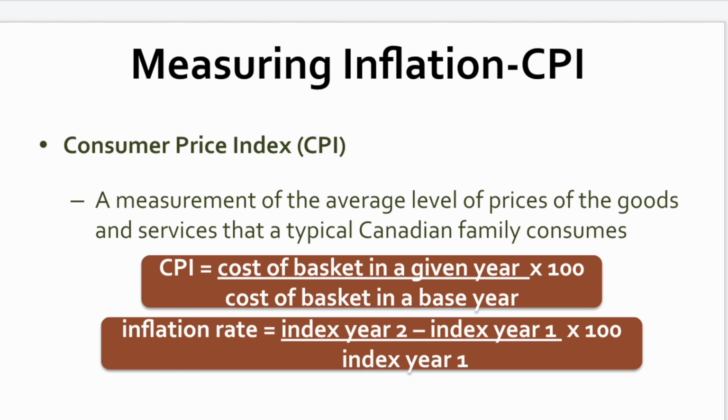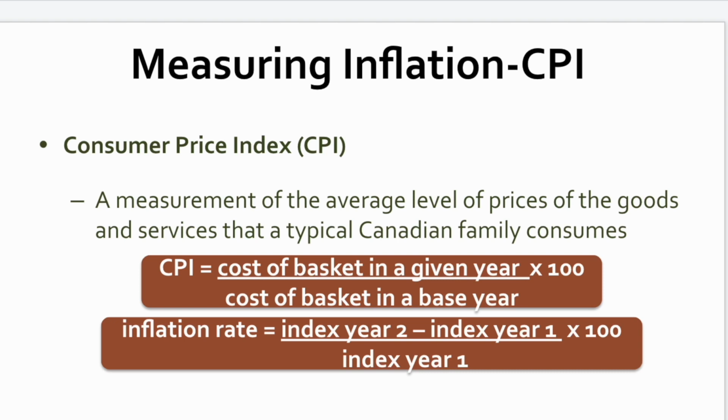Now, measuring the inflation with the Consumer Price Index. How do we do it? Well, it's a measurement of the average level of prices of the goods and services that a typical Canadian family consumes. You could imagine it as a basket of items, like a basket of groceries in the grocery store. And what we do is we go in on a given year and we buy that basket of groceries. And it comes out, say, to $100. We go back in subsequent years and we buy exactly the same basket of groceries. And we ask ourselves, how much has the price gone up?